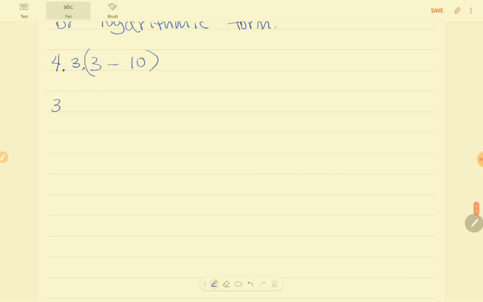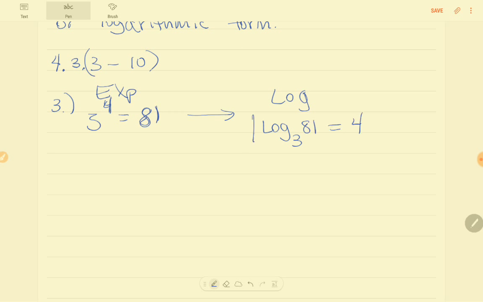All right, so number 3 is 3 to the power 4 is 81. So in logarithmic form, see, it's in exponential, right? So I'm going to change it to the other form. So now I'm going to use the same base. So I'm going to have log base 3, and then the 4 and the 81 have to switch sides. So now it's log base 3 of 81 equals 4. And that's the answer, because we're just rewriting it in an equivalent form.